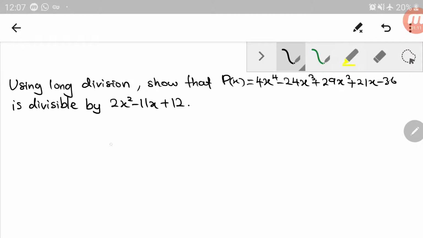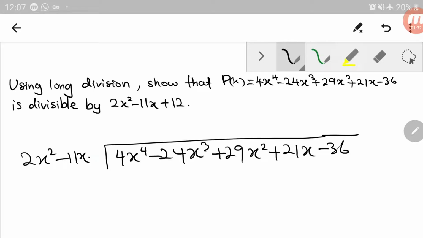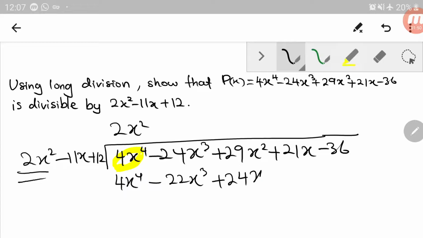I rub this all off and then do that again, and then we put the p(x) here: 24x cubed plus 29x squared plus 21x minus 36, and then divide by 2x squared minus 11x plus 12. So first step, we want to get rid of this, so we have to multiply this by 2x squared. So we have 4x to the power of 4 minus 22x to the power of 3 plus 24x squared. So we subtract them.